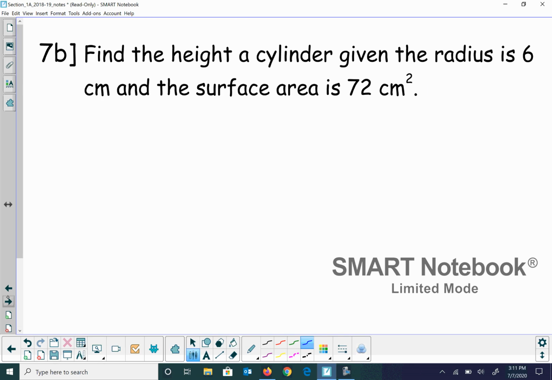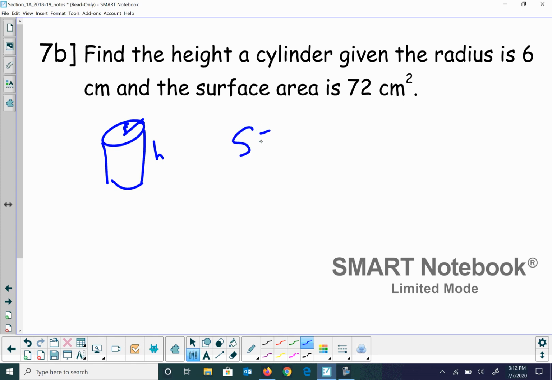This would have come from a homework problem that we had done in years past. So we want to find the height of a cylinder given the radius is 6 centimeters and the surface area is 72 square centimeters. So we have to think about a cylinder, remember, is like a can of soda. Okay, that's my really bad representation, but remember you have a radius here, you have a height here. So you have a circle on top and a circle on bottom, and they told us the surface area. So the surface area means I have the top and the bottom.